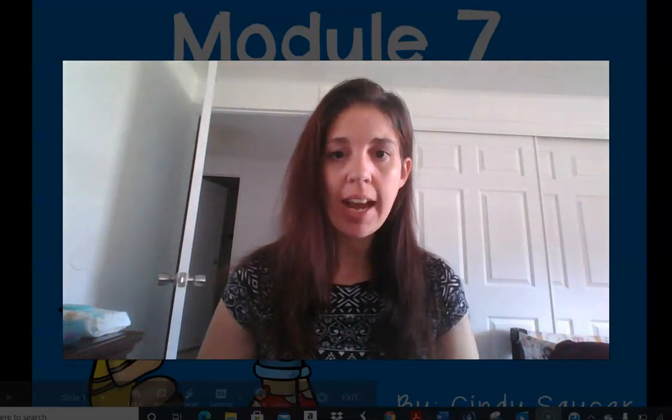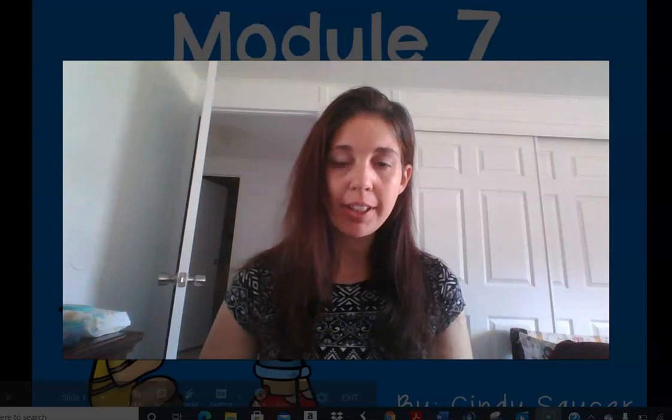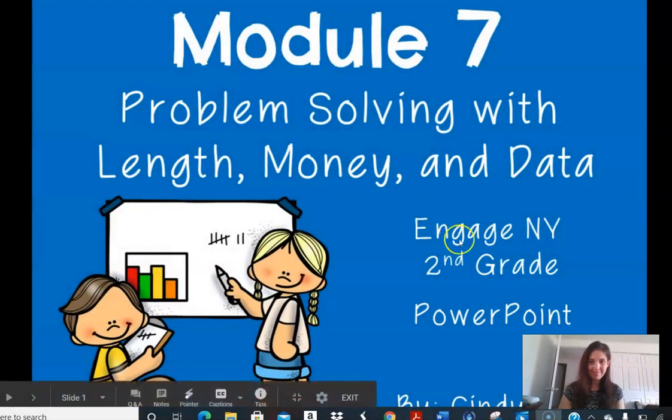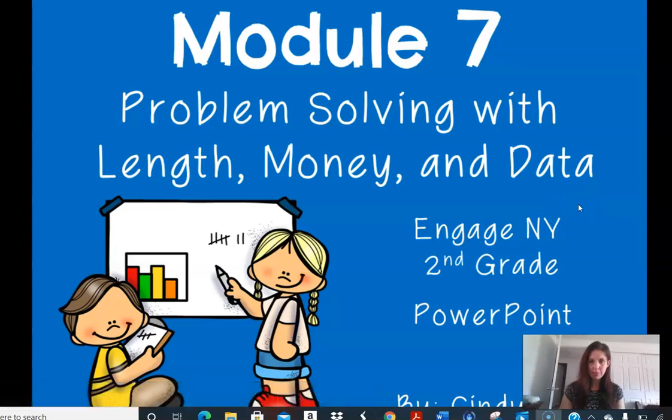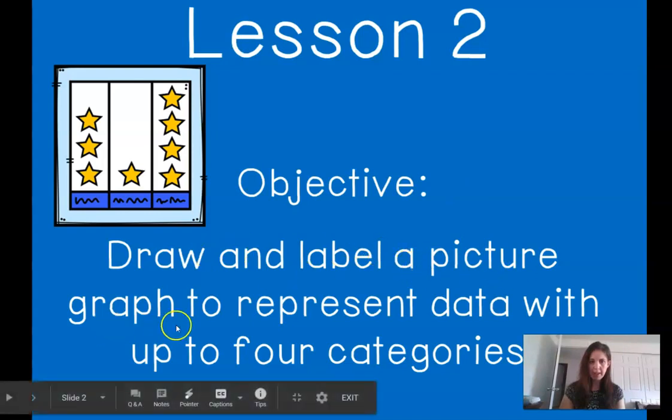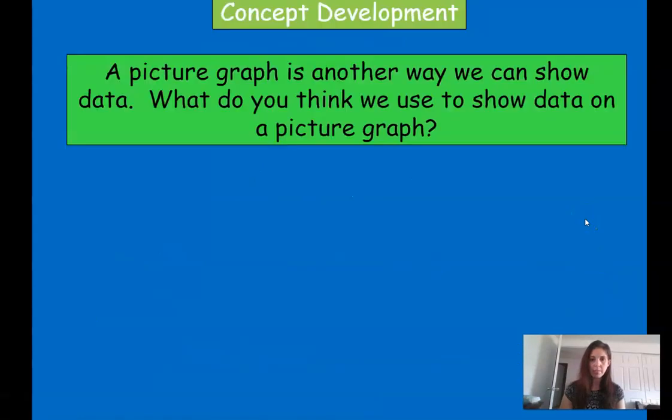Yesterday, we looked at information that was in a table, and today we're going to use that information from the table to make a picture graph, and I'm going to show you what that looks like. So, we're in Module 7. Our objective is to draw and label a picture graph to represent data with up to 4 categories.